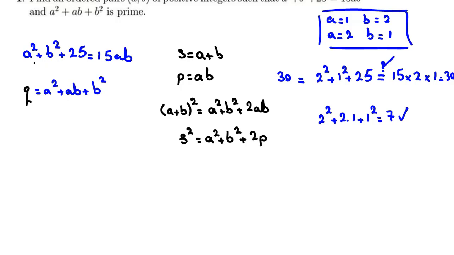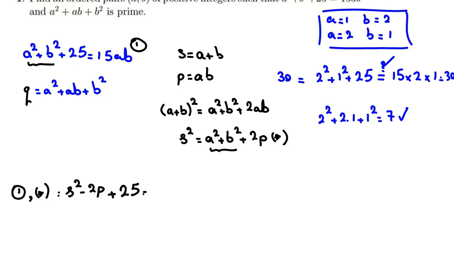Now if you write the first equation, let me call this 1. So from 1 and from star, a squared plus b squared is S squared minus 2P. So S squared minus 2P, or this part that is here, plus 25 equals 15ab, which is 15P because ab is the product. And then Q is what? Q is a squared plus b squared plus ab. Here we have S squared minus 2P plus P. So it will be S squared minus P.